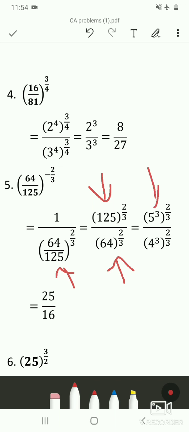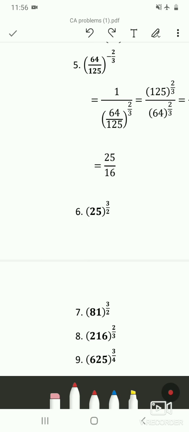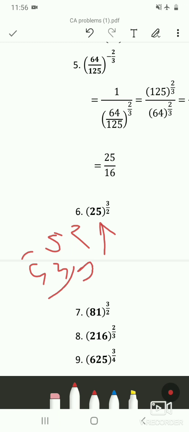So we know that 5 cube is nothing but 125 and 4 cube is nothing but 64. And in the similar way, when you solve, you will get the answer as 5 square upon 4 square, which is nothing but 25 divided by 16. So the next problems I want you guys to work out. So these are very simple problems. So I'll just give you a hint. Here 25 can be written as 5 square, and you have to simplify it using a power m whole power n.